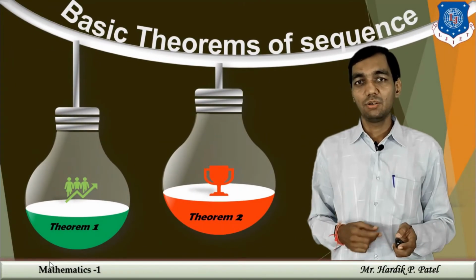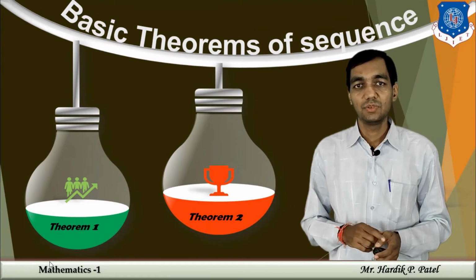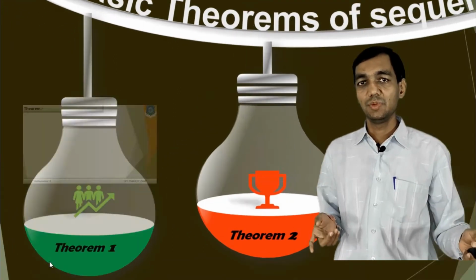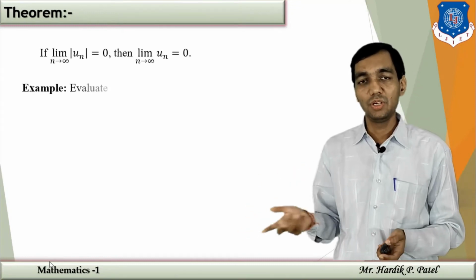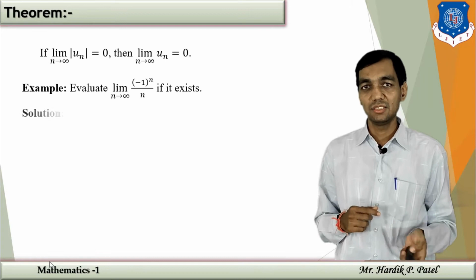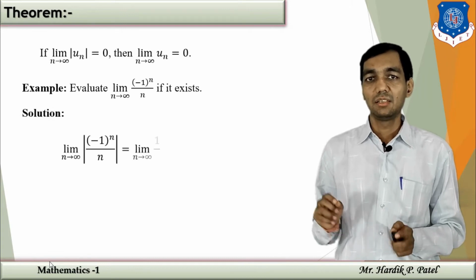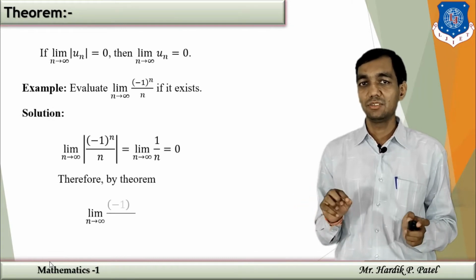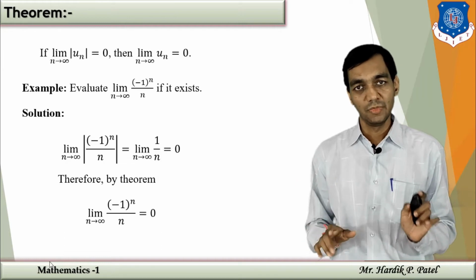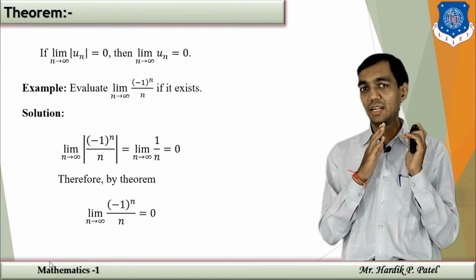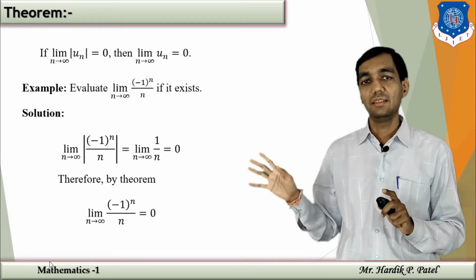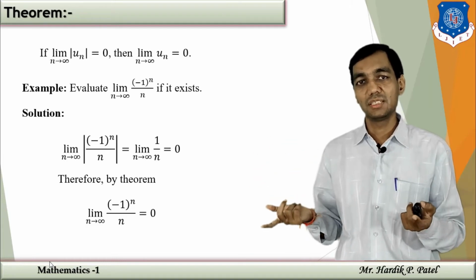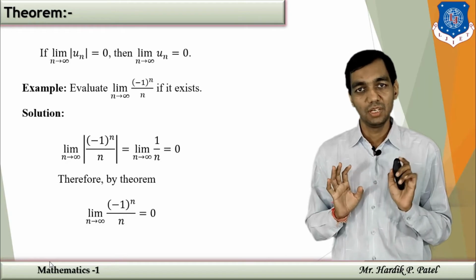Now we are going to check out two theorems, basic theorems of sequences. The first theorem is: if the limit of mod un is equal to 0 where n tends to infinity, then the limit of un where n tends to infinity is also 0. See, that means if you are finding the limit of mod un and it exists and has a value 0, then simple un also has a value 0 as n tends to infinity.